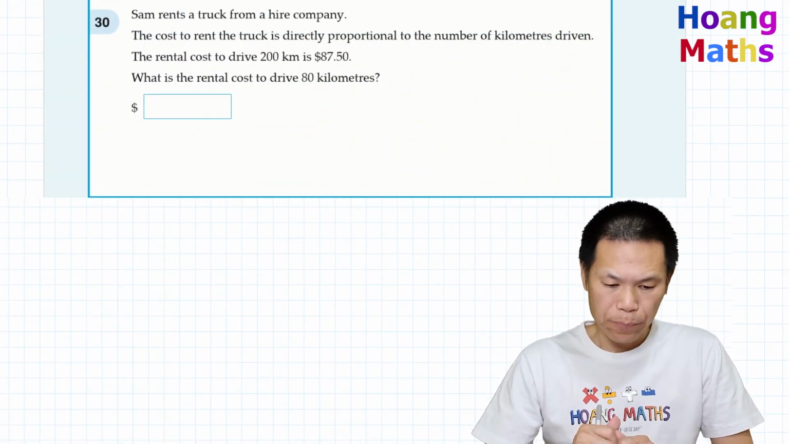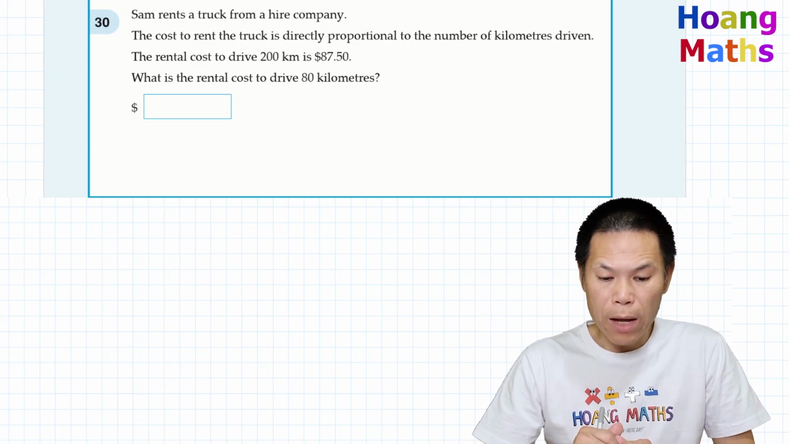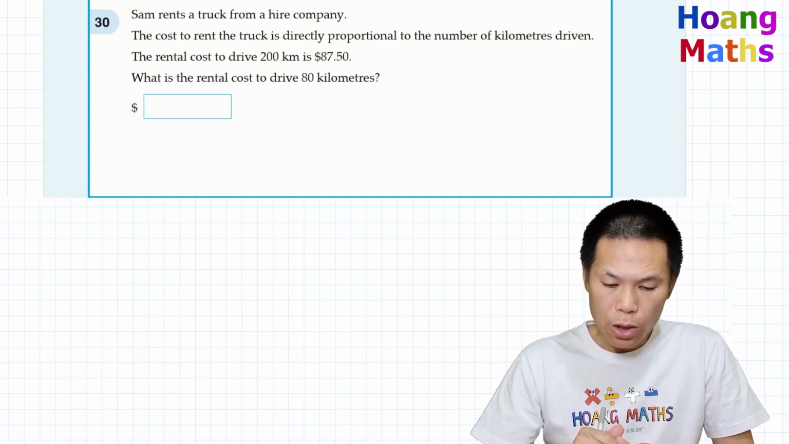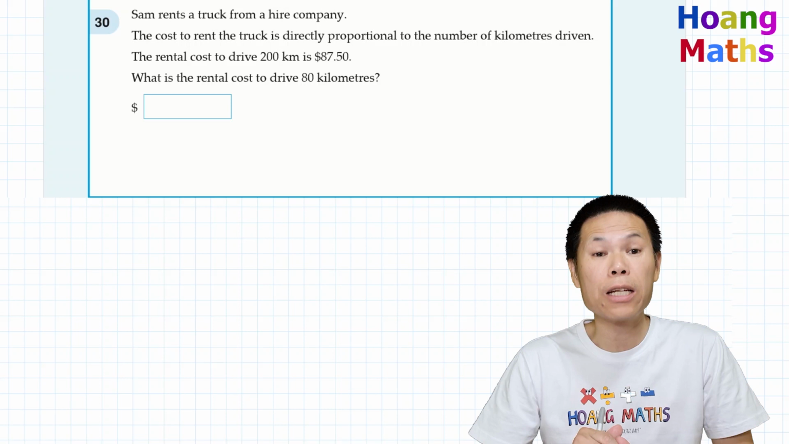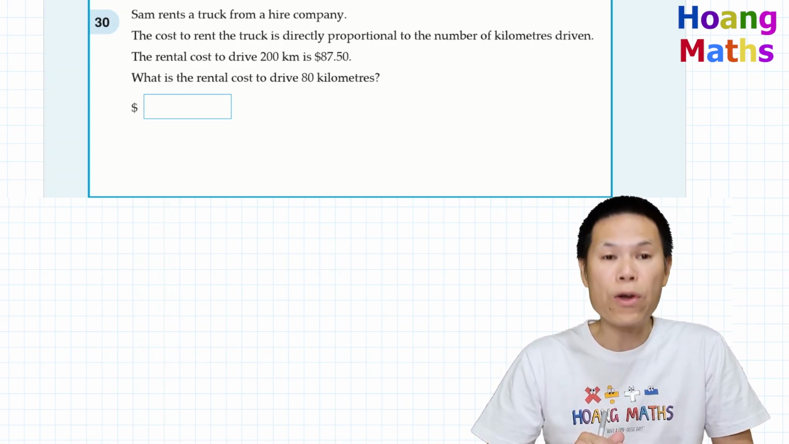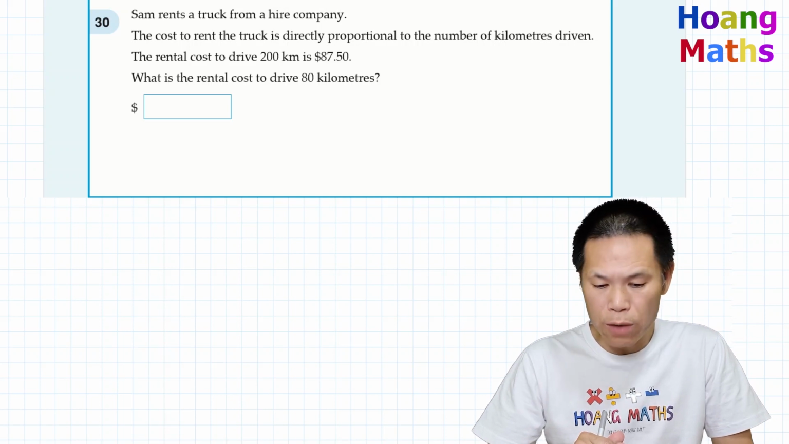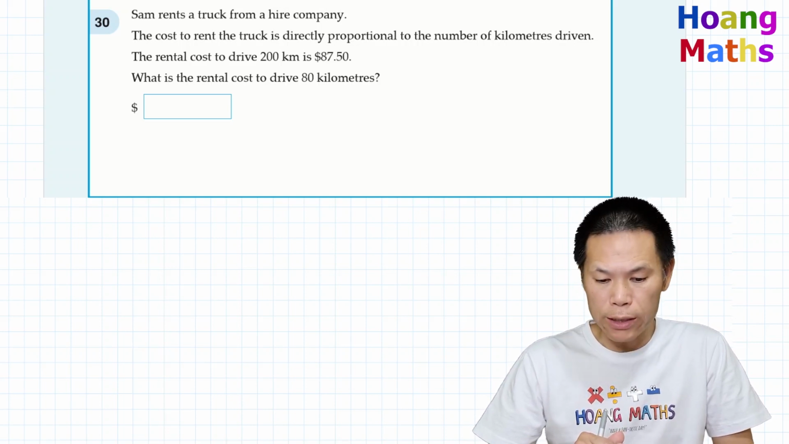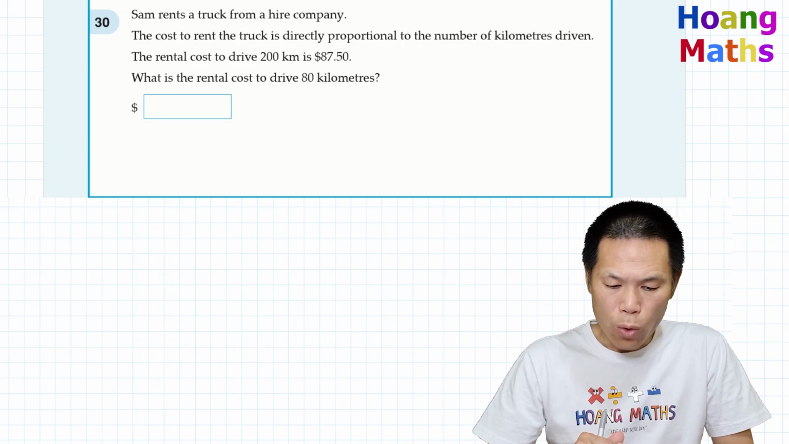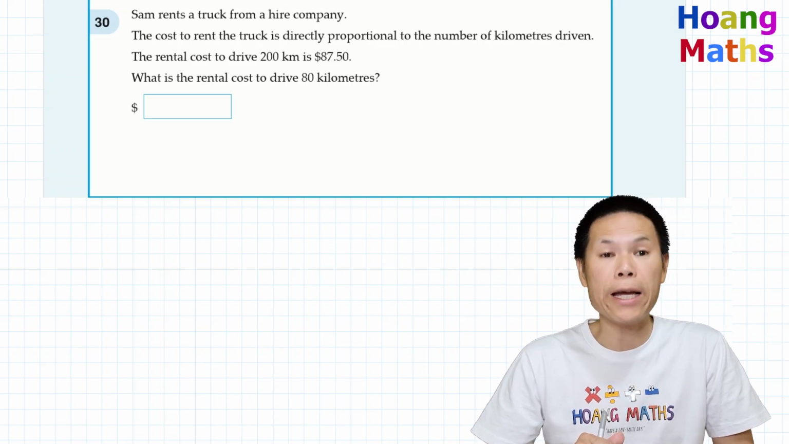Question 30. Sam rents a truck from a hire company. The cost to rent a truck is directly proportional to the number of kilometers driven. The rental cost to drive 200 kilometers is $87.50. What is the rental cost to drive 80 kilometers?